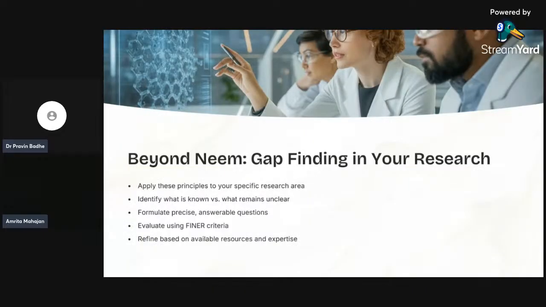The next is beyond neem, whatever I have discussed in the previous slides. All of them are being accumulated here. Apply those principles specific to your research area. Identify what is known to you and what is not known to you, what is unclear. Formulate precise, answerable questions. Use the PICO framework, use the FINER criteria. Refine based on the availability of resources and expertise.